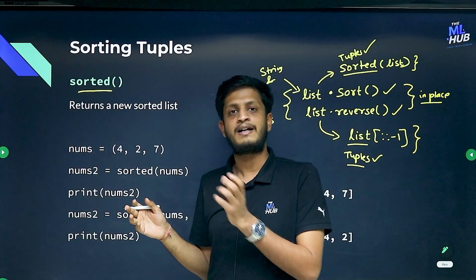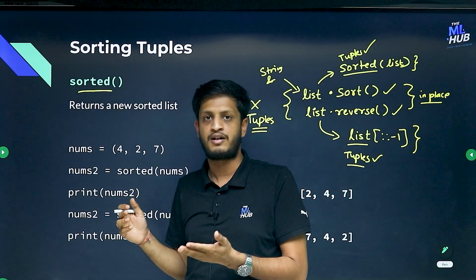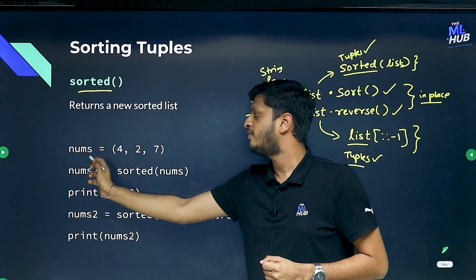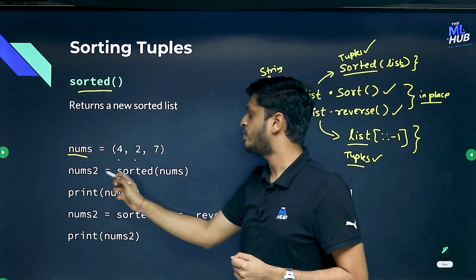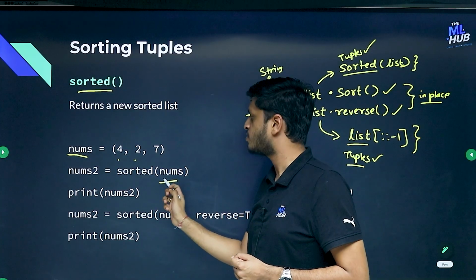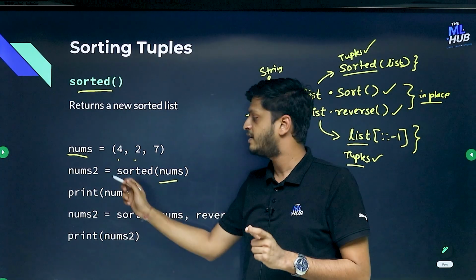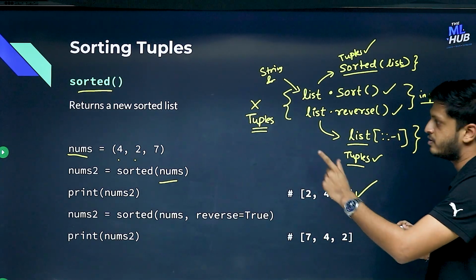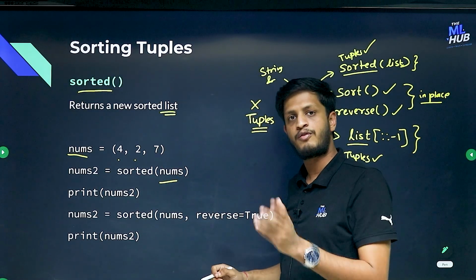So if you want to create a tuple at the end, you have to use the tuple constructor to convert the list into a tuple. So what happens is, let's say you have a variable nums and it contains a tuple containing 4, 2 and 7. And if you do nums2 is equal to sorted of nums, you passed a tuple inside it, but the type of nums2 will be a list containing the elements 2, 4 and 7. So a list will be given as output. The sorted function always returns a new sorted list, even if you're passing a tuple.